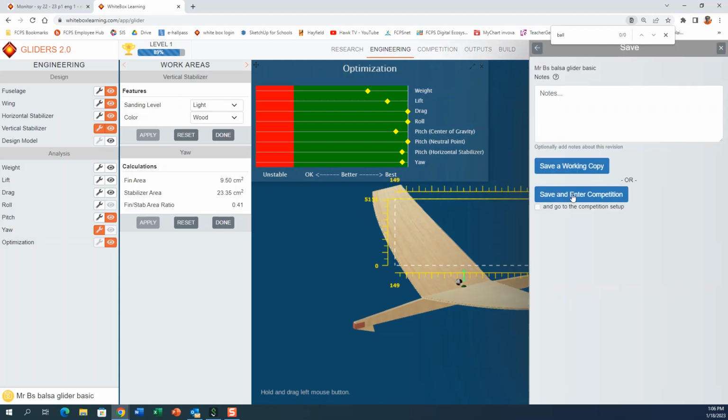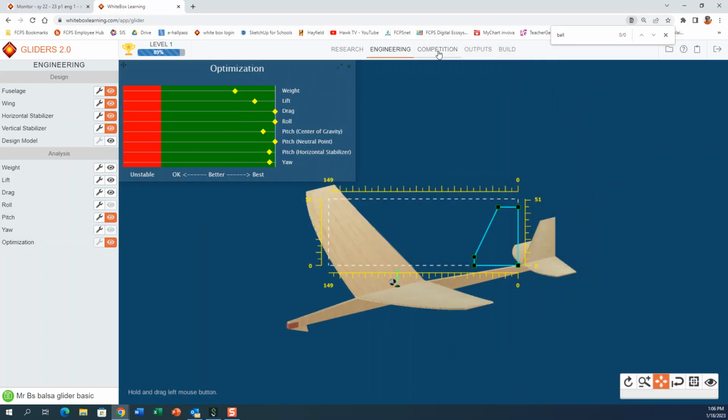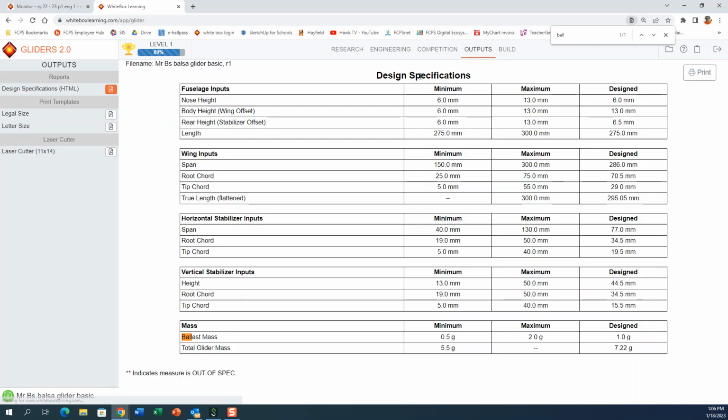And I'm going to save. I'm going to go straight to competition. This is my first rev. Let's go compete. Oh, let's check our outputs. Are we in spec? Yes, we are. That's good. All right.